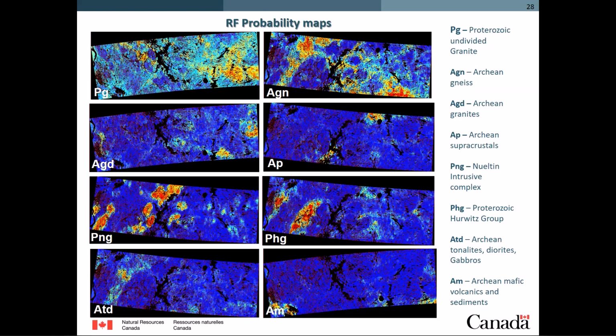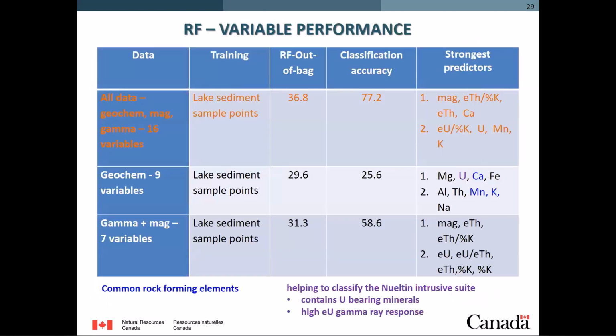So we can produce a map of each prediction for each. And then remember with RF, you can do the variable of importance. Again, if we only use the geochemical data, we get a 25.6% accuracy when we compare it to our validation areas. If we use the gamma and mag, we get 58.6. If we use everything, we get 77.2%, which is starting to be acceptable.